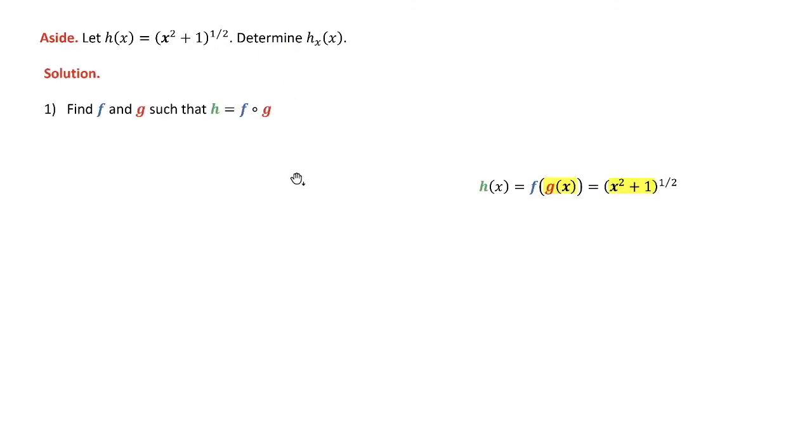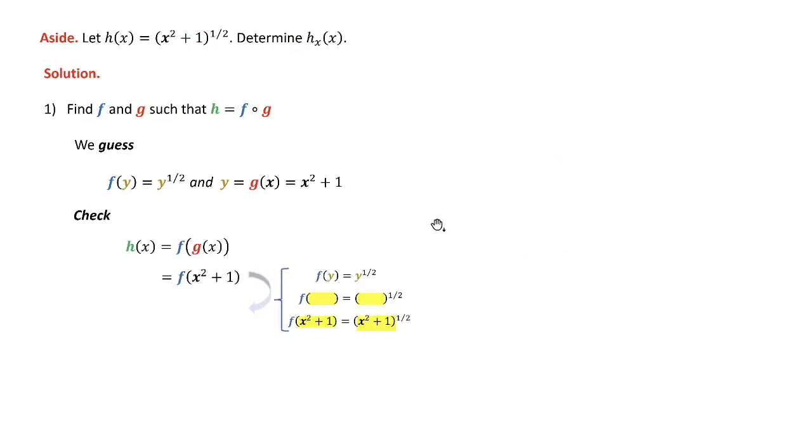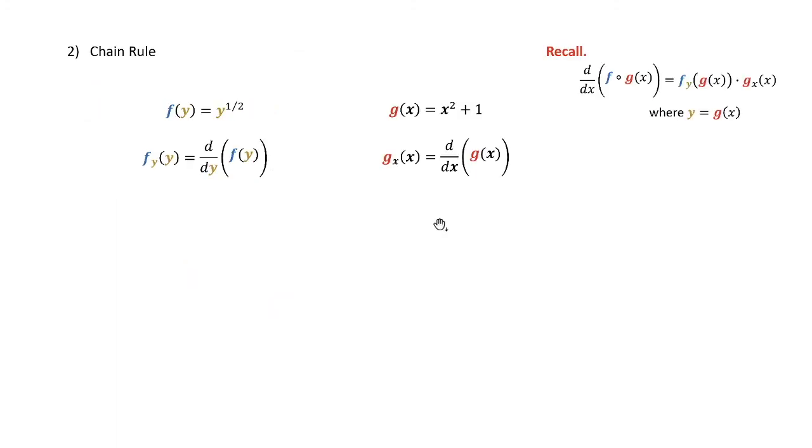Chain rule. So I need the functions f and g. Look at it. g is going to be the inside stuff, and then f of y is going to be the square root of y. I think we've actually done this or something very similar. So here's my function f. Here's my function g. You can check your work, see that it all works out. Now I have my f and g. I take their derivatives.